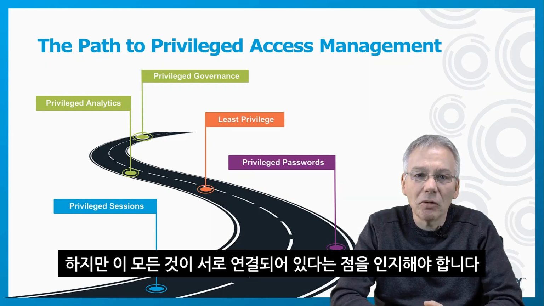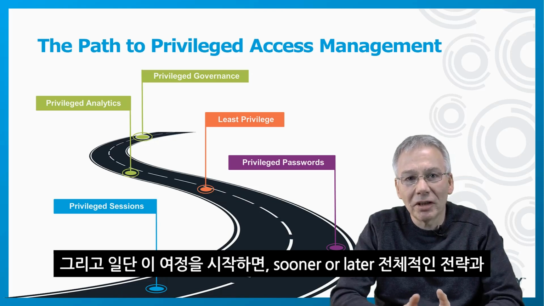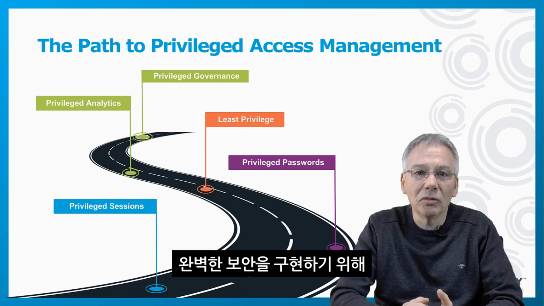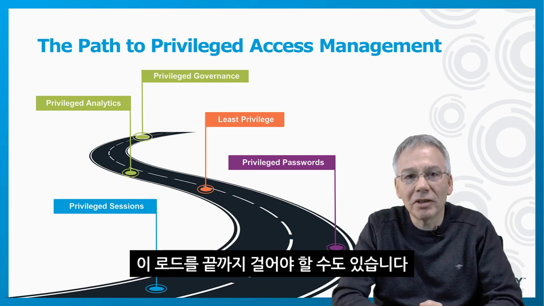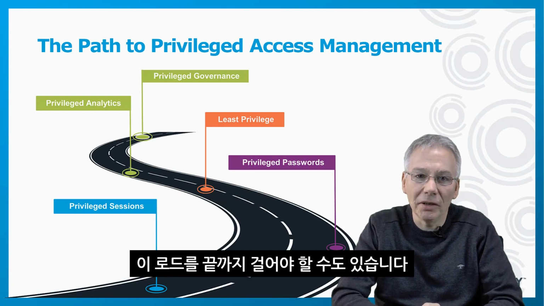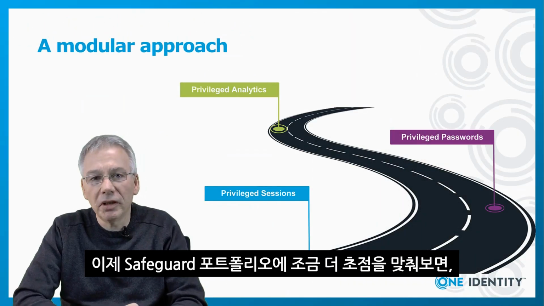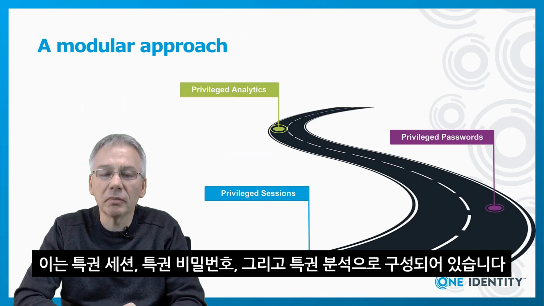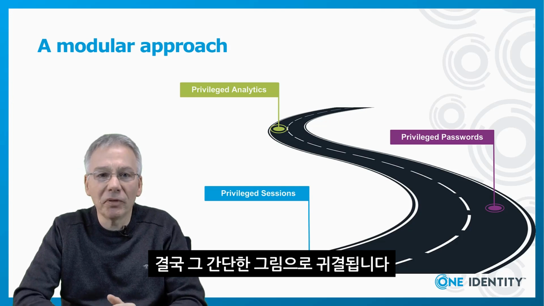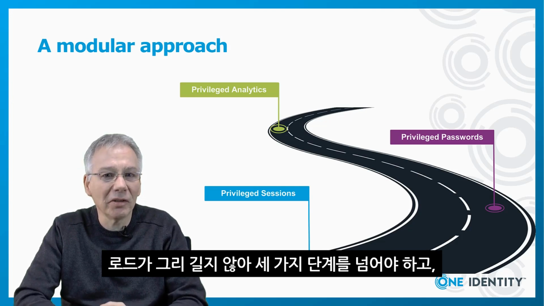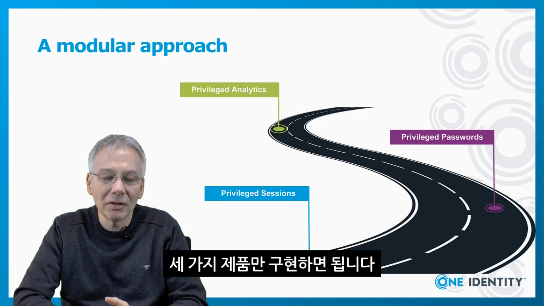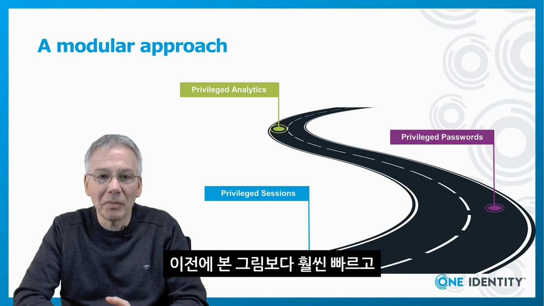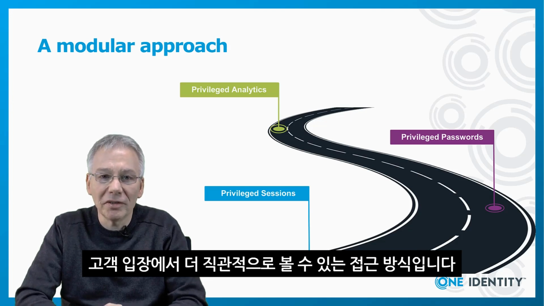But you have to be aware that this all plays together, and once you start that journey, you need to pass this road sooner or later, or maybe until the end, to implement something that gives you a real, complete strategy and complete security in the end. If we now focus a little more on the safeguard portfolio, which is the privileged sessions, the privileged passwords, and the privileged analytics, you end up with that little picture. So the road is not that long: you only have 3 stages to cross, or 3 products to implement, and it is a much faster and, for the customer, more manageable approach than the picture we saw before.